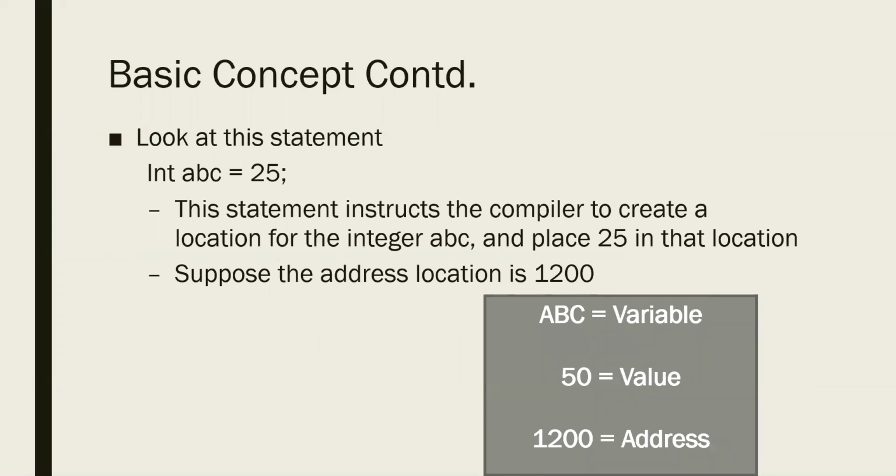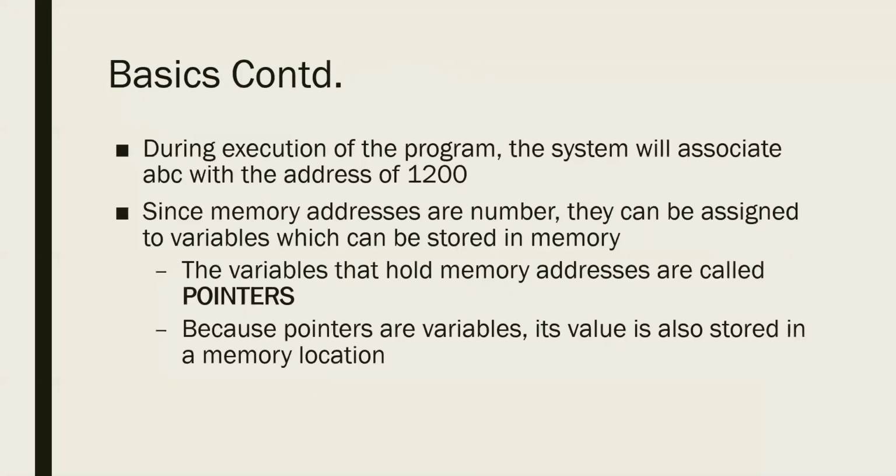Look at this statement: int ABC = 25. This statement instructs the compiler to create a location for the integer ABC and place 25 in that location. Now, let's suppose the address location is 1200. During execution of the program, the system will associate ABC with the address of 1200.